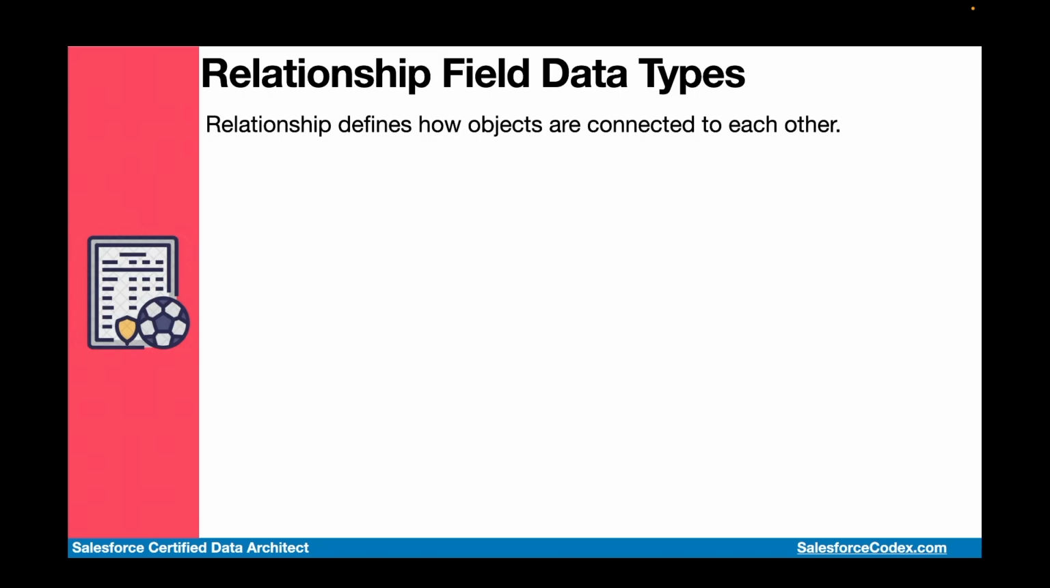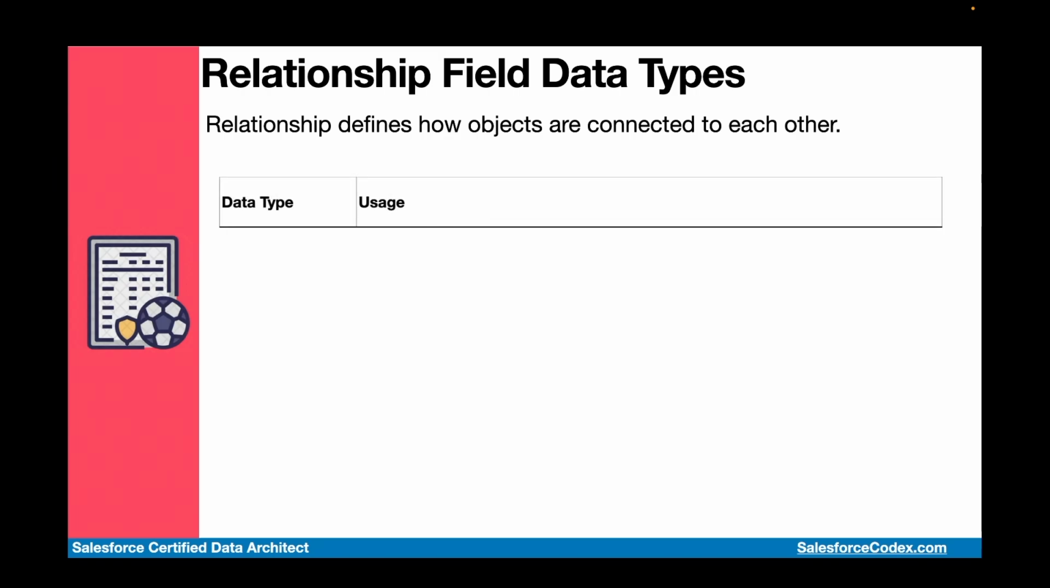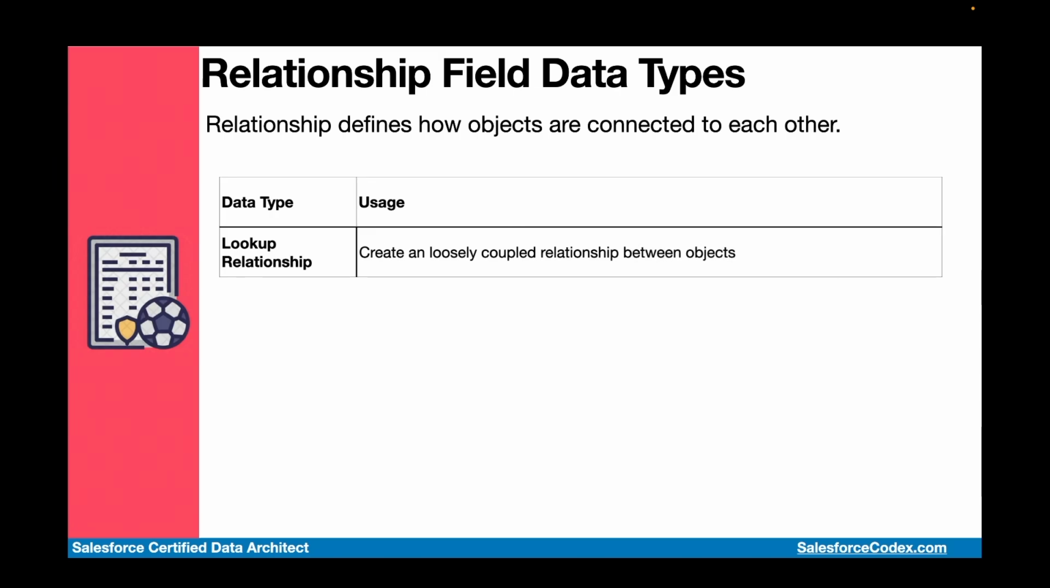Then the third core component which we have is relationship. Relationship basically defines how objects are connected to each other. In Salesforce, there are three or four kinds of relationships available. The first is the lookup relationship, a loosely coupled relationship between two objects. In this kind of relationship, the child record can exist without the parent. That's why this is called loosely coupled.